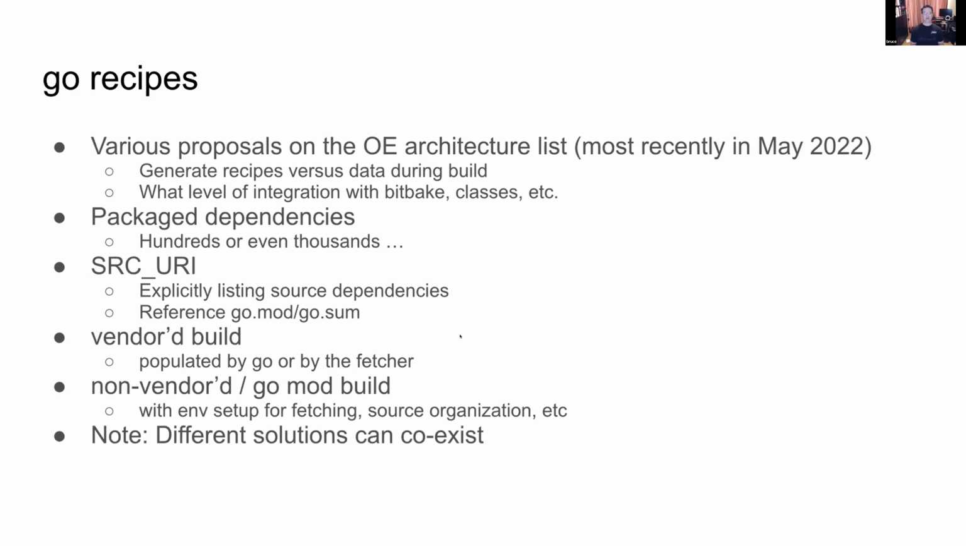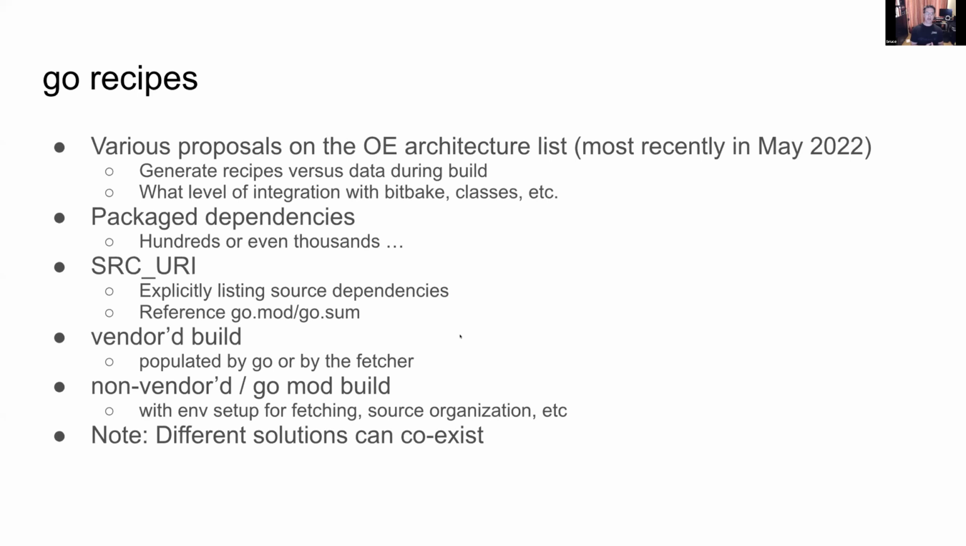Or do you want to learn how to read go.mod and go.sum, which are specified, but their version specification is a little bit different than what we do. Do you want to have a vendored build which is populated by Go or the fetcher, or not? The non-vendored go mod build would be, rather than fetching and populating a vendor directory, we could set up an environment that would allow go mod to run in the fetch phase, but only hit local. And by local, I mean your build machine's infrastructure and source organization to find the dependencies and clone them and move them into the build.